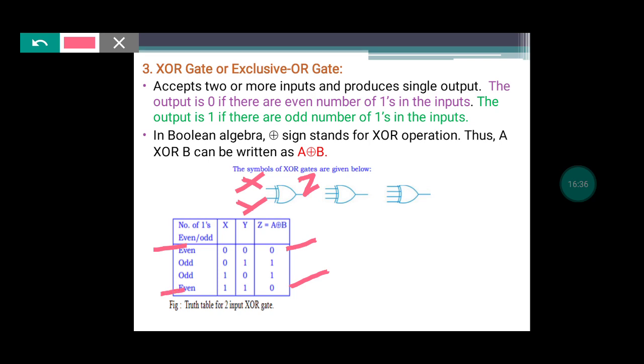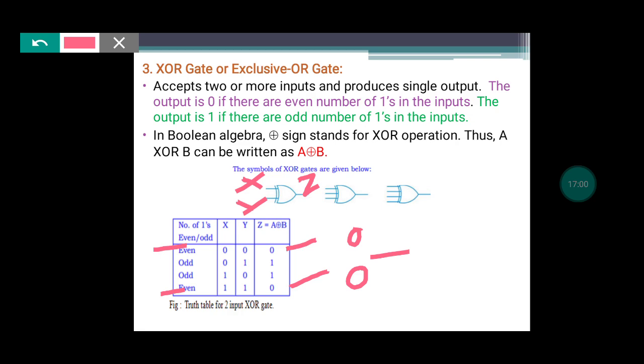of ones. See in the first row, X is 0, Y is also 0. So how many ones are there here? 1 is not there, which means it is there 0 times. At that time what is the output? The output will be 0.